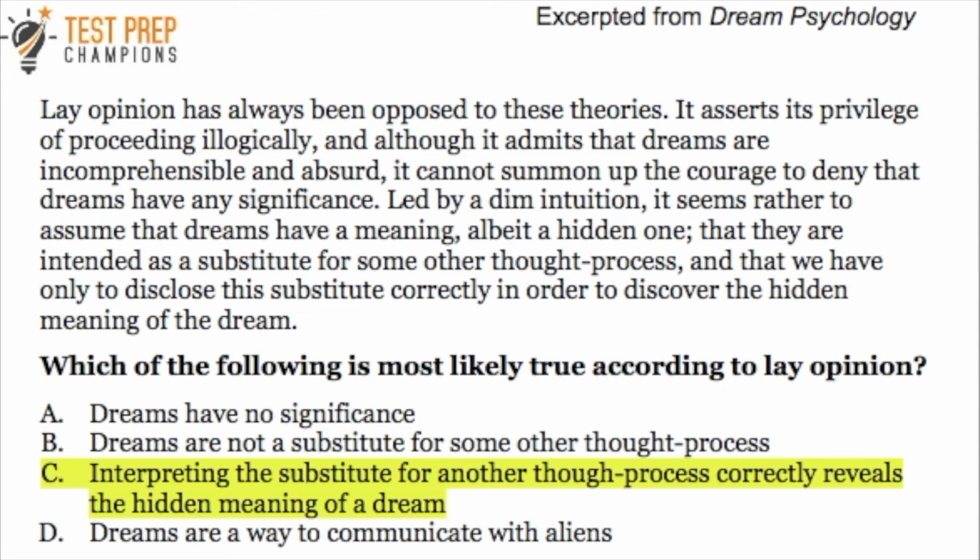So C is the correct answer here. Now, A is incorrect because we're told that lay opinion can't deny that dreams have any significance. So that's why we'd take A out. And then what about B? Well, B is wrong because the text says that they are intended as a substitute. And D, what's wrong with D? Well, this passage doesn't mention anything about aliens, so we would assume that's not what the lay opinion is. That's just another example of how oftentimes if you see information added in an answer choice that wasn't brought up in the passage, a lot of times those answers are just bogus answers that you can take out.